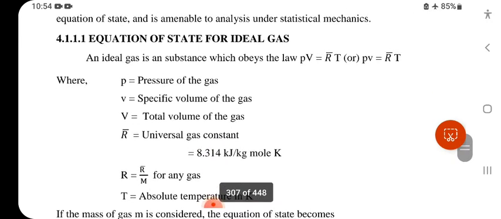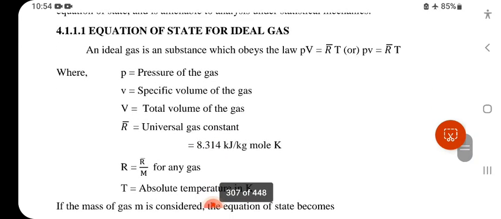Next, we go for the equation of state for ideal gases. An ideal gas is a substance which obeys the law Pv equal to RT, where P is the pressure of the gas, small v is the specific volume of the gas, capital V is the total volume of the gas, and R is the universal gas constant, which we all know. The universal gas constant value R equal to 8.314 kilojoules per kilogram mole Kelvin.